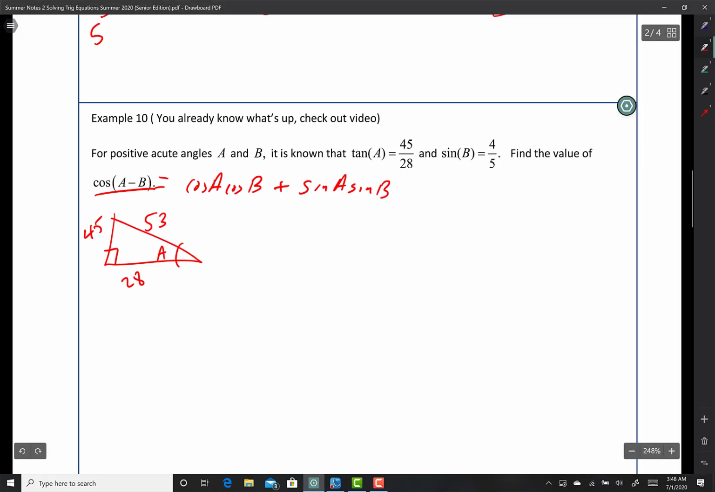So that's 53. And then here is my other one. Sine B is 4/5, so 4, 5, that's a 3. All right, we got all our values that we need, guys. So let's go right into it.